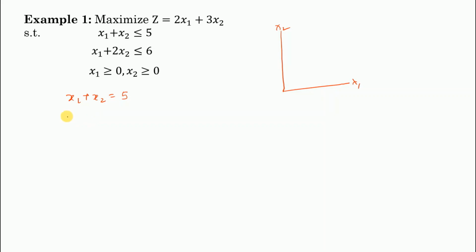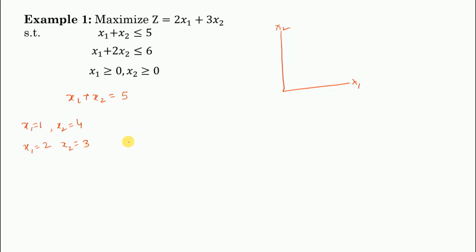So how can we plot? For this we need at least 2 points through which this line is passing. One way is that you can assign different values to x1 and you will get different values for x2. For example, if x1 equal to 1, then you will get x2 equal to 4. If x1 equal to 2, then you will get x2 equal to 3, and so on.